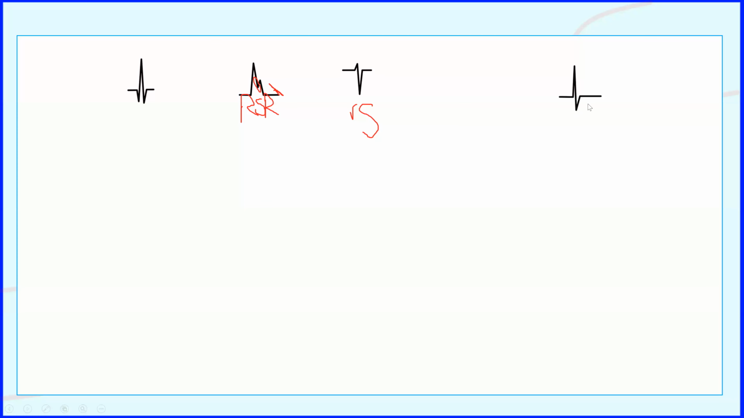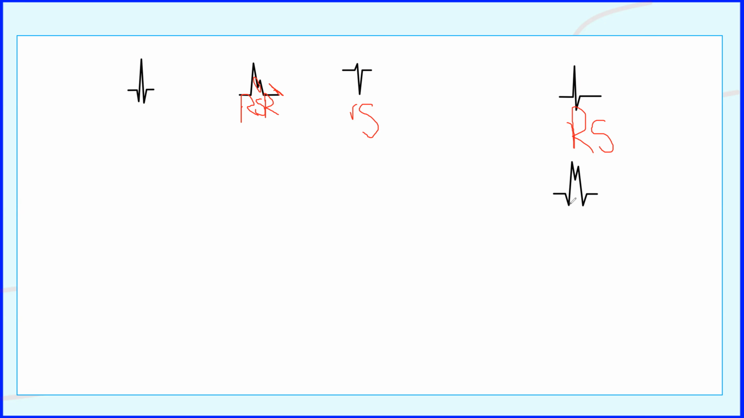Okay, what about this one? It's much easier. It's the same thing. It's R capital and S. Look here, the difference. The R wave is really longer here. So the letter will be in capital. So it will be RS. Okay, what about this one? This is a more complex one, but it should be easy.